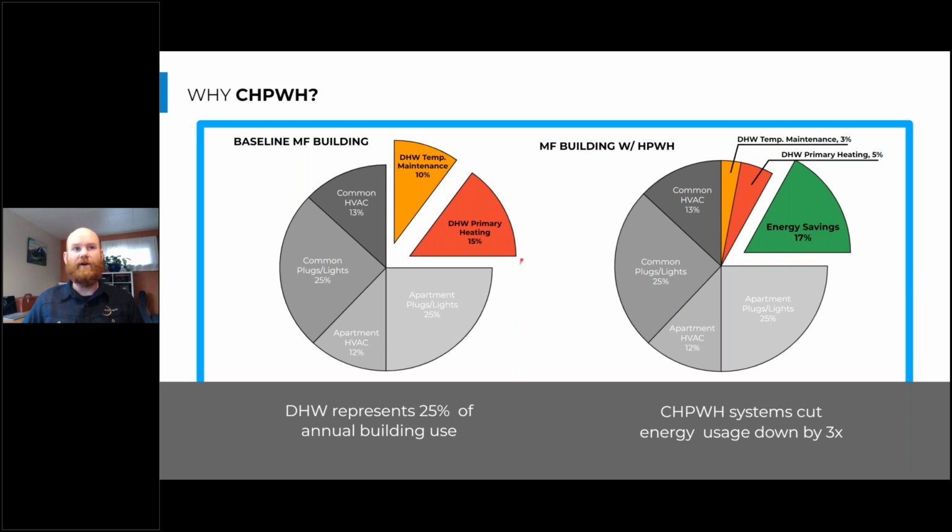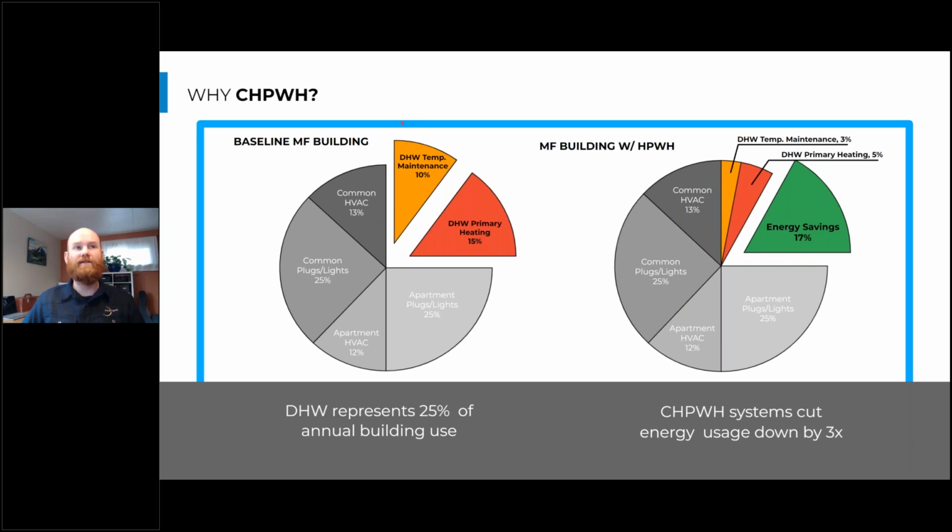So we can see that about 25% of it is associated with domestic hot water. Another 25% is our apartment plugs and lights. And then there's some HVAC, common plugs and lights, and common HVAC. Those are garage exhaust fan systems, our corridor ventilation systems, corridor heating, cooling, and so forth.